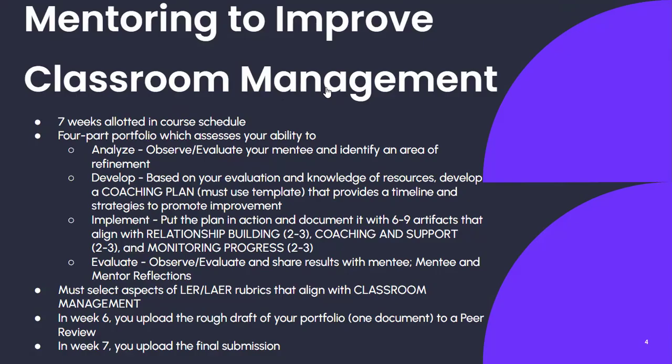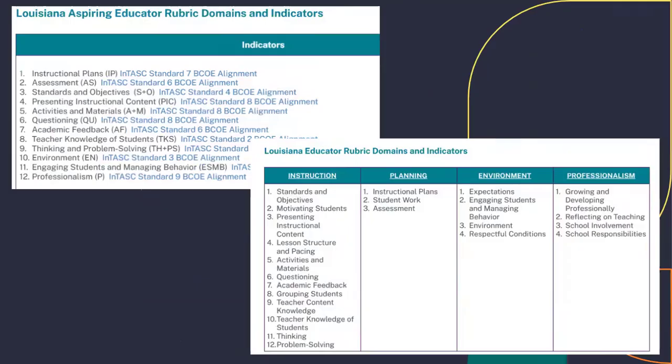Okay, let me go one slide forward and show you. This is what we're talking about. On the Canvas site, I've provided you with both of these full rubrics, but for our purposes here, we're just going to look at the table of contents of the indicators of each of them. The top left is the LAER rubric, the Louisiana Aspiring Educator rubric. This would be the one that you would use if you have a resident. The Louisiana Educator rubric is the one that you would use if you have an experienced teacher.